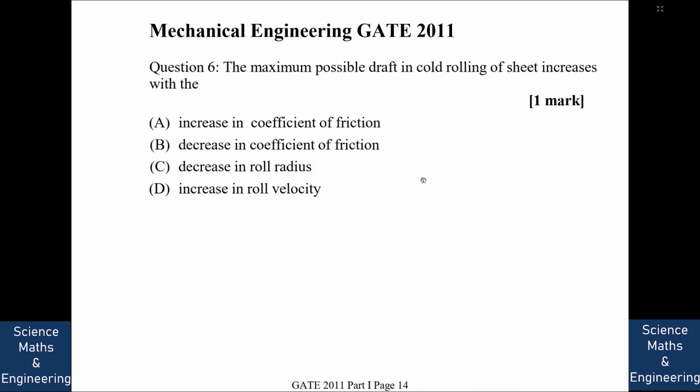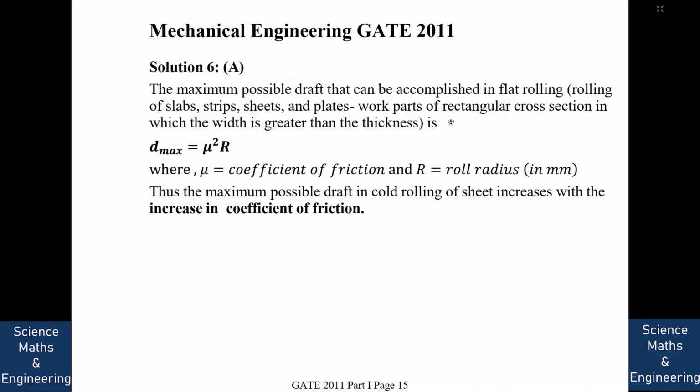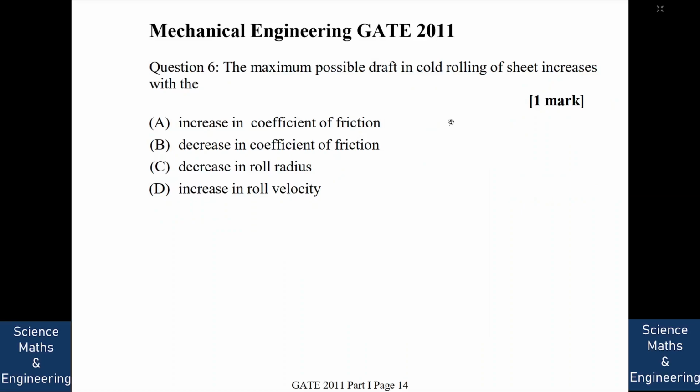The maximum possible draft in cold working of sheet increases with the: A. Increase in coefficient of friction, B. Decrease in coefficient of friction, C. Decrease in roll radius, or D. Increase in roll velocity. So the solution is A. It increases with the increase in coefficient of friction. We have this equation for draft, that is, maximum draft is equal to mu squared into R. Here mu is the coefficient of friction. So as mu increases, maximum draft increases.